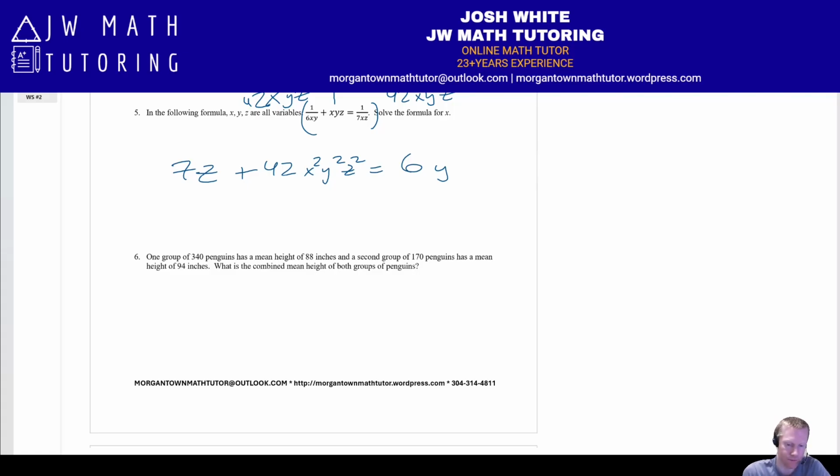Now, we want to solve this for x. So if you notice, there's only one term that has an x in it. Okay, it's this x squared, y squared, z squared term. So I can move the 7z over to the right. And then we can just divide by 42y squared z squared.